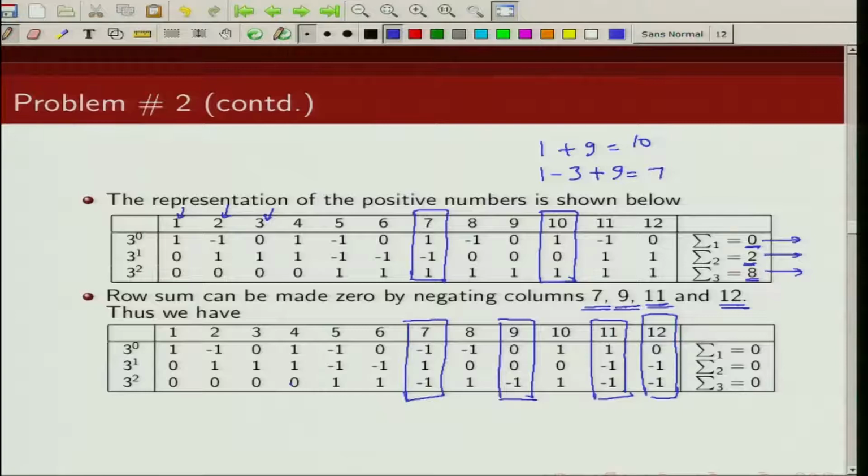Now by doing this, you can see here, when I sum up these numbers, I get 0. So this row, if I sum them up, I am getting 0. Here I was getting earlier also 0. But if you look at these two rows, earlier I was getting 2 and 8. But now, as a result of negating these few columns, I am getting 0.